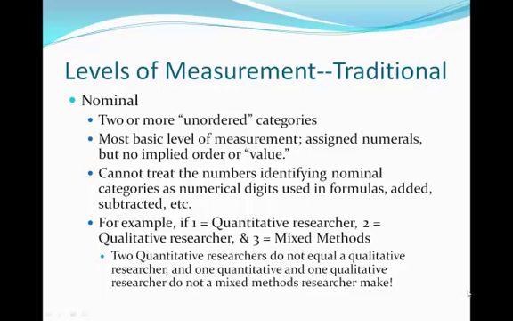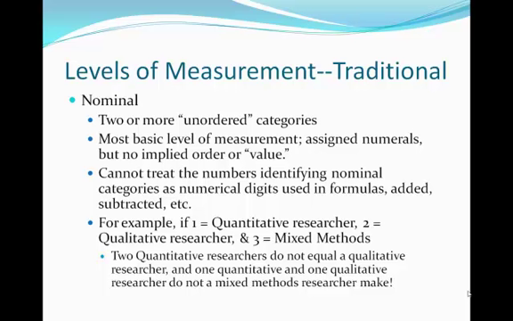I'm going to begin exploring levels of measurement from a traditional standpoint. The most basic level of measurement would be called nominal. Nominal is two or more unordered categories where the researcher assigns numerals, but there is no implied order or value associated with those categories. Therefore, you cannot treat the numbers identifying those categories as numerical digits used in formulas, so you can't add or subtract, that type of thing.